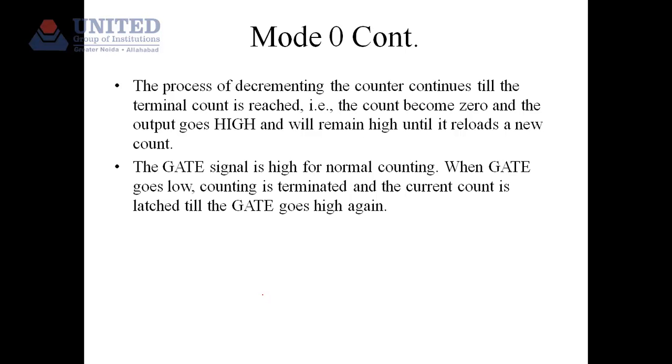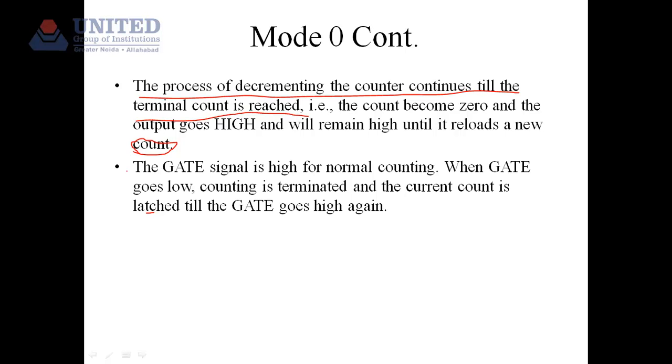Mode 0 still continues. The process of decrementing the counter continues till the terminal count is reached. Terminal count means the last one. The count remains 0 and the output goes high and will remain high till it loads a new count. So the new cycle will start.